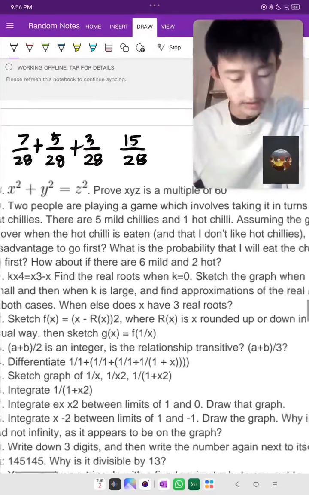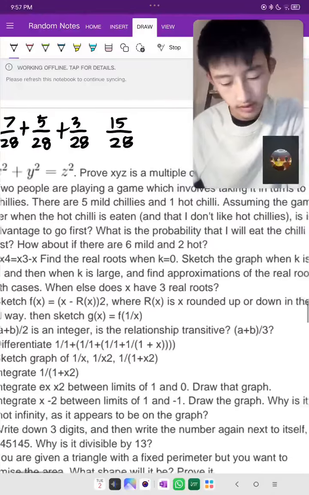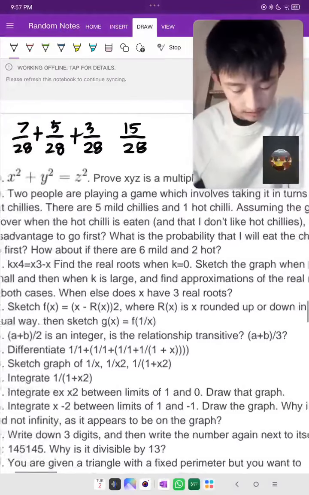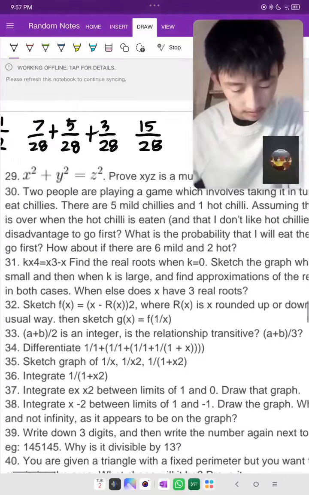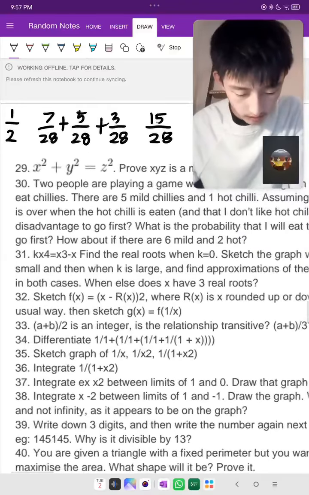kx to the 4 is x cubed minus x. Find the real roots when k is 0. Well, 0, 1, and -1. Sketch the graph when k is small, then when k is large. Find approximations of the real roots in both cases when it's the sets of 3 real roots. Okie dokie.